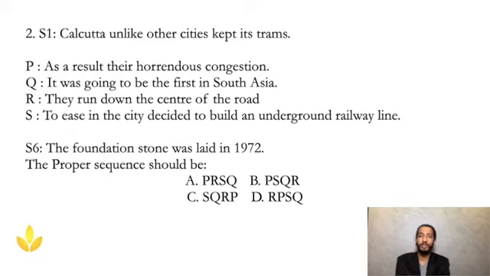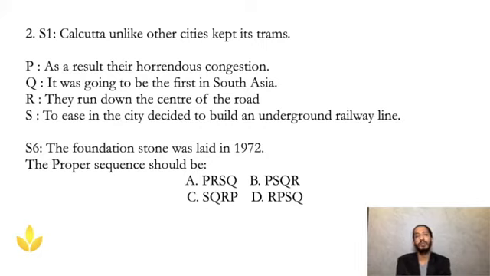So both option A and option B are negated, because as we discussed in the previous question, we are also looking at the whole paragraph. It is not just the options. So what would be the most recommended sentence that would come after Calcutta, unlike other cities, kept its trams is, what about the tram? So where and how is it creating that congestion? So let's look into that. So is it because it was going to be the first in South Asia?